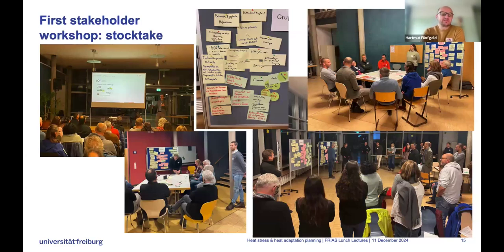Where are we at? We've just recently held our first stakeholder workshop, which was very much about a stocktake of current vulnerabilities to heat, perceived vulnerabilities to heat. It was very well attended. We also had some first discussions about possible actions in Iringen per se. But the main goal was to really understand where the municipality is at and which actors are involved in what sort of activities. And one of the key discussions that we had in these small groups that you can see here on the picture, for example, focused on schools and kindergartens.